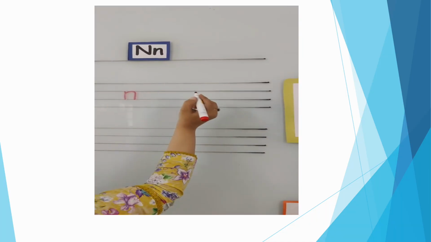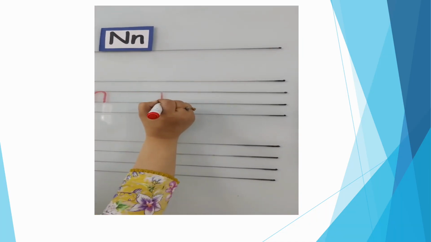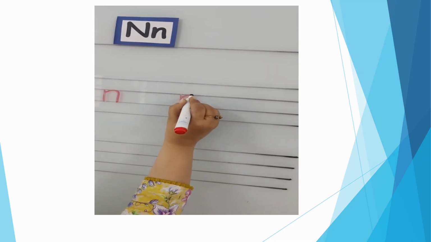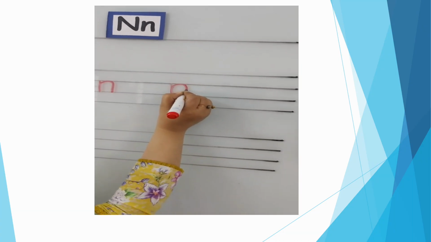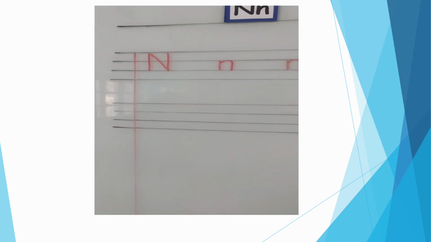Now take a look how we write small n another time. Make a straight line, come back on the same line and make a turn before the starting point and make it fix. That is how we write small n.